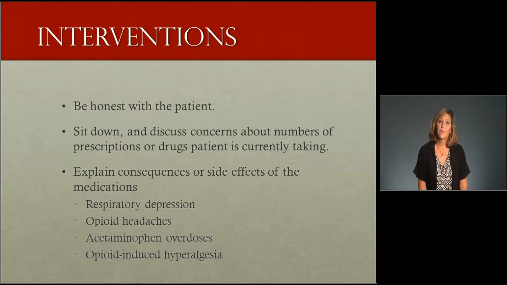So what are some interventions? All right, number one, we need to be honest with the patients. If we suspect there's an addiction, then sometimes it's truly being honest with them on that. Say, look, we have the state registry. It looks like you're getting a large number of prescriptions. Looks like you're using different physicians to get these prescriptions.